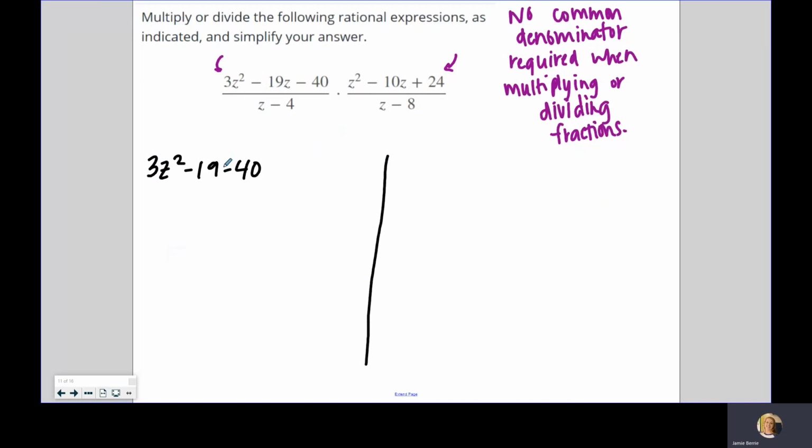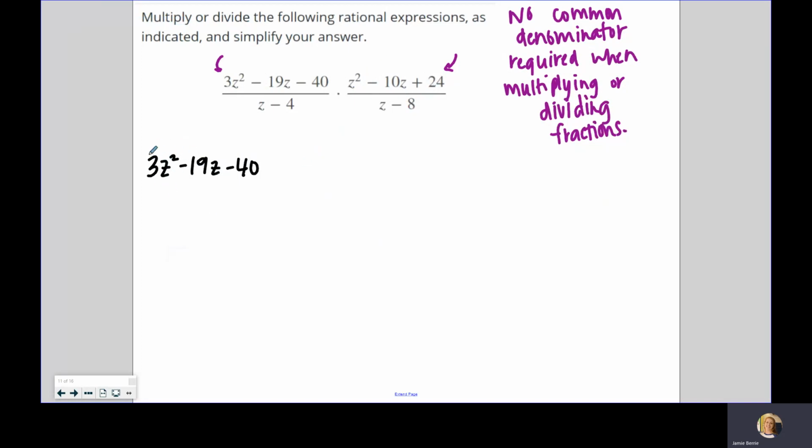And then once we have it factored, we'll go back to our actual multiplying the fraction part. So 3z squared minus 19z, the first time I wrote it, I forgot to put the z there, minus 40. And then once we've factored that, we will go over here and factor the second one. That looks much easier to factor.